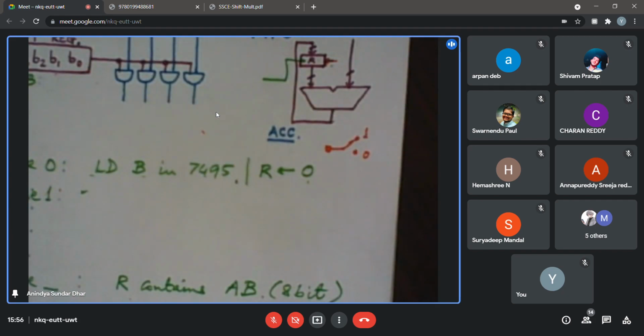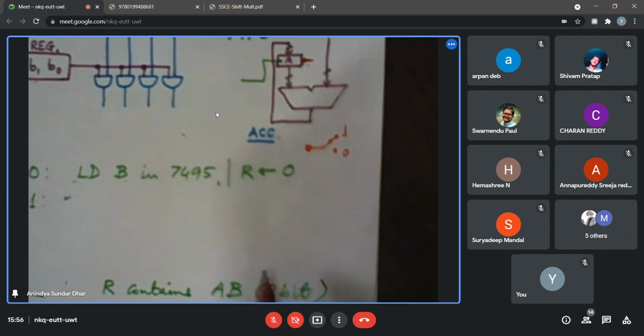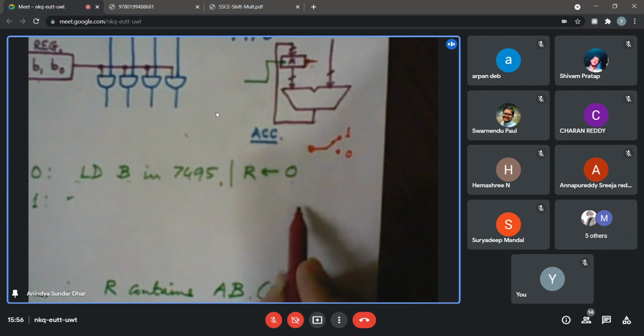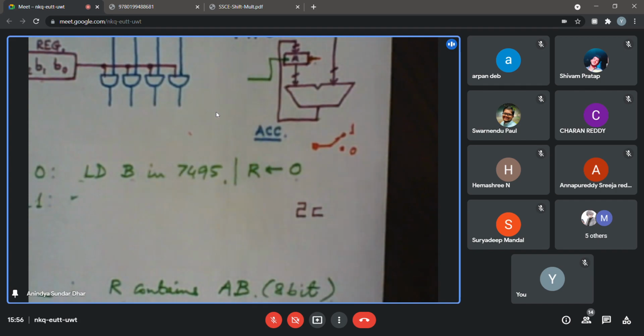Suppose you get a result which looks like this. Then how do you interpret it? I think by now you are experienced enough to interpret such results. Anyone can unmute and say?